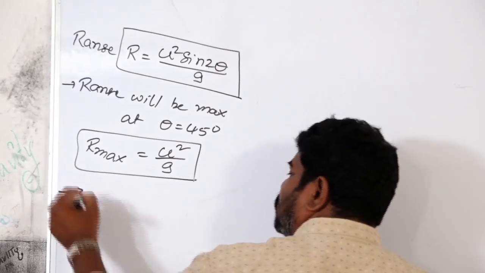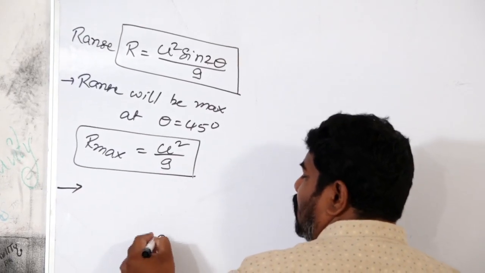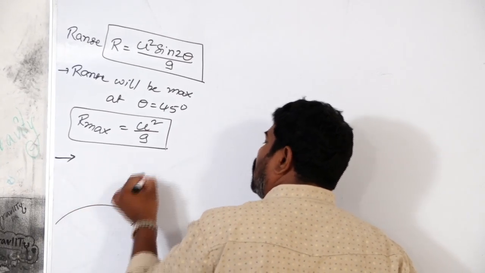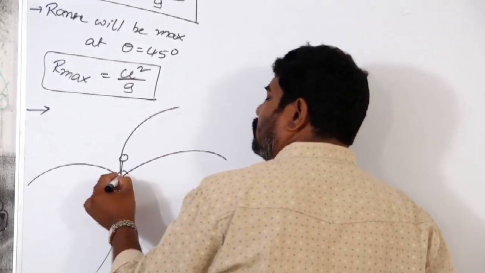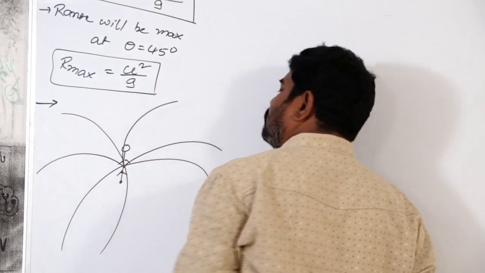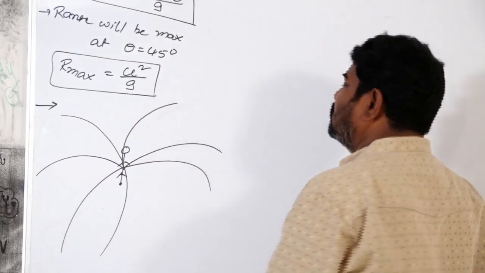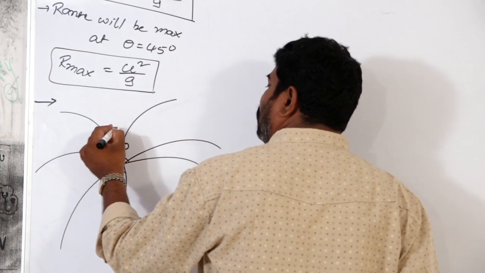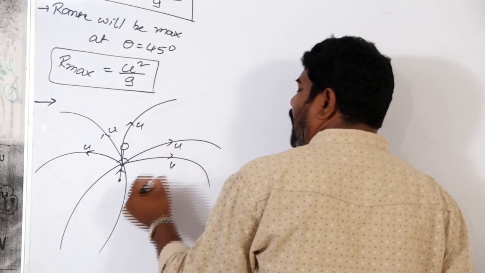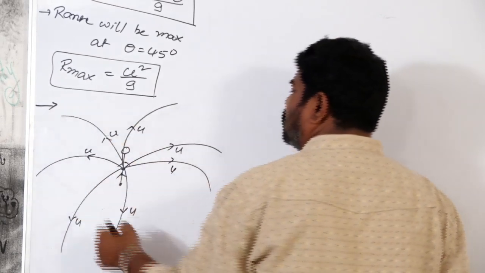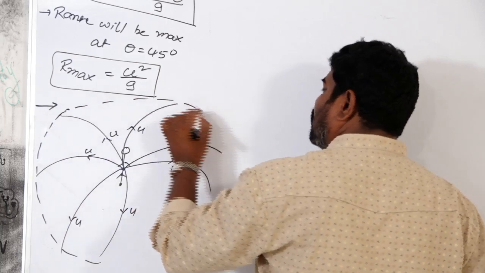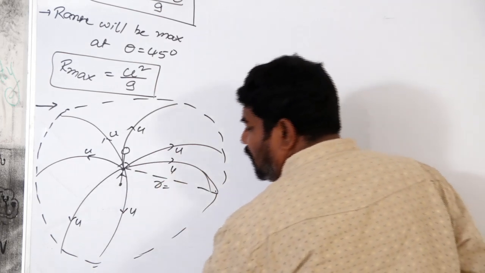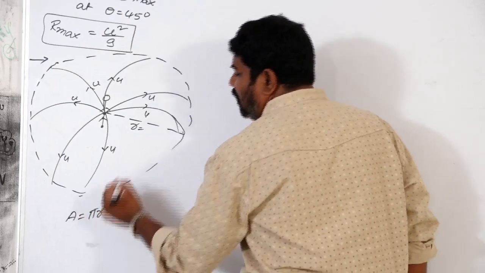Now we go for the applications. For example, if a boy is standing in the middle of the ground and throws balls in all possible directions with all possible angles at the same velocity, then what is the area covered by the balls? Then the area covered by the balls is nothing but the area of a circle, πr², where this is the radius.